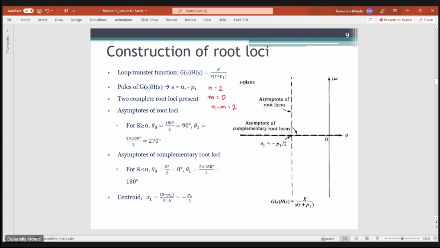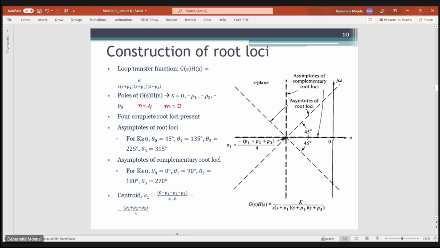So in the previous system we had only s and s plus p1. Now let's say that we add 2 more poles to the same system. So now we have 4 poles, n equals 4, and m is still equal to 0. The moment you have 4 poles in your system, the asymptote angles obviously will change. In the previous case there were 2 asymptotes at 90 degrees and 270 degrees. Now we have 4 asymptotes and the angles will be 45, 135, 225 and 315.